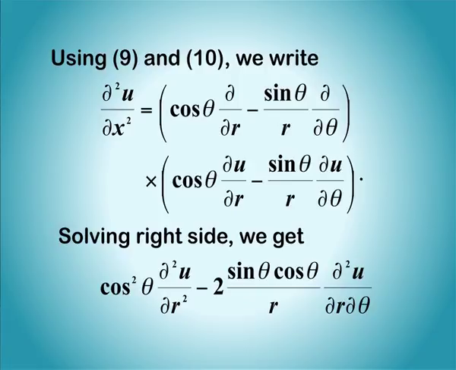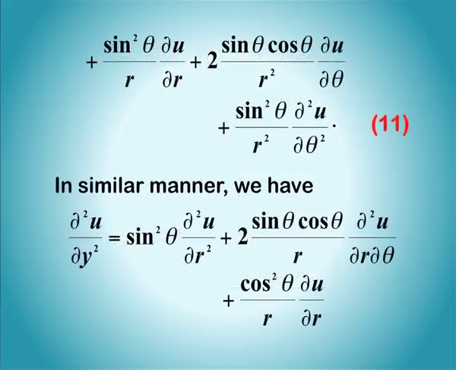From the equation which we have explained just now, we obtain this. Solving the right hand side, you can see here I am differentiating with respect to x. So I get cos² theta ∂²u/∂r² minus 2 sin theta cos theta upon r times the cross derivative ∂²u/∂r∂theta, and upon some simplification and arranging the terms, we get equation 11.